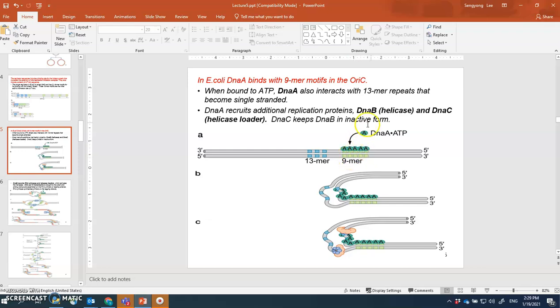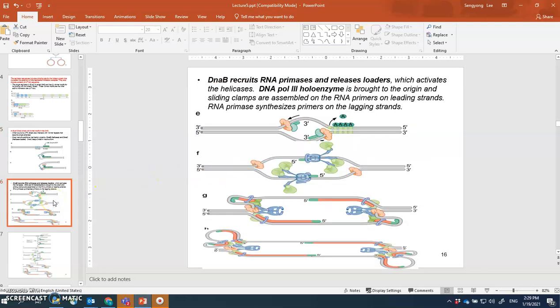Once that's done, this DnaA protein can recruit additional proteins like DnaB, which serves as a helicase enzyme. Helicase does what? It opens up the DNA, double strand into single strand form. So the DnaA protein recruits DnaB, and then DnaC functions as a helicase loader protein. You see these circular proteins, those are loader proteins. DnaC keeps DnaB in an inactive form. So they have different unique functions, as it looks like.